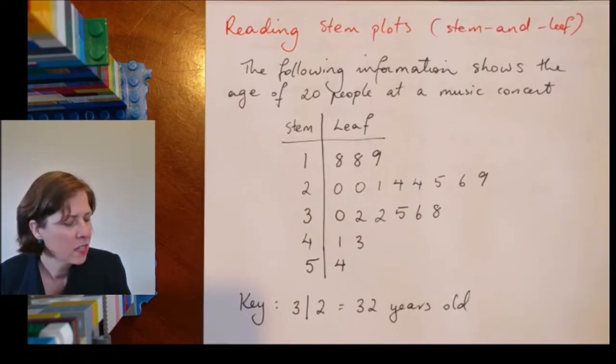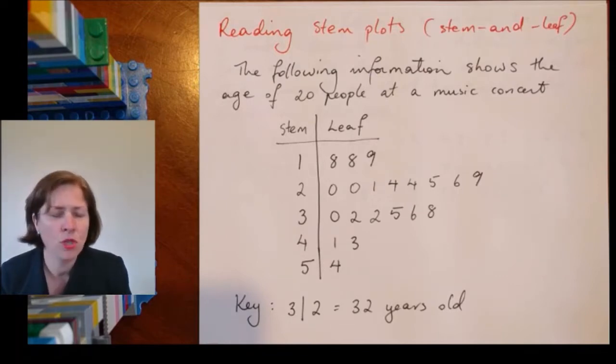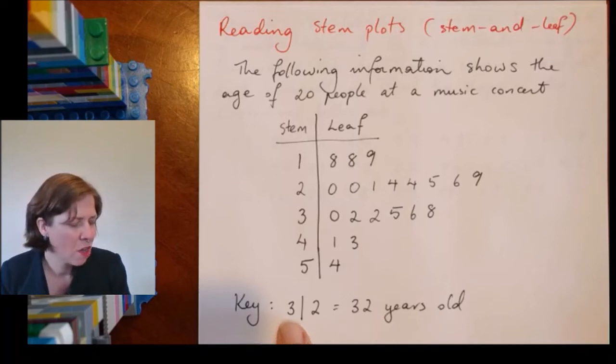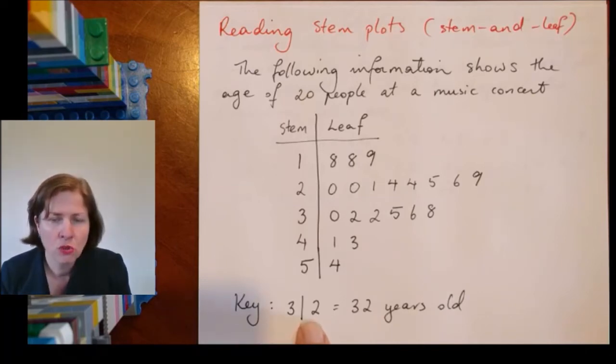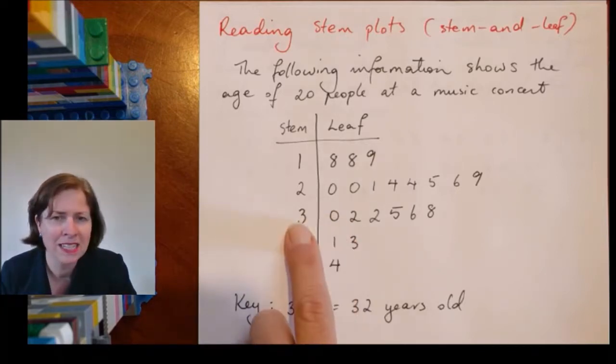So this first little section is just showing you how to read a stem and leaf plot. In this information, I've got the ages of 20 people at a music concert. The way I read it is explained in the key. 3|2 gives 32 years.